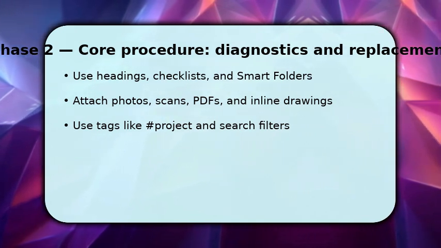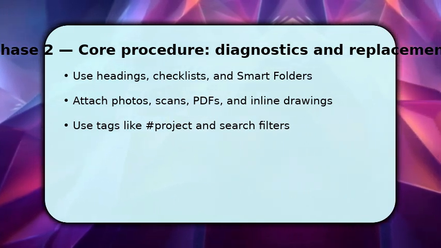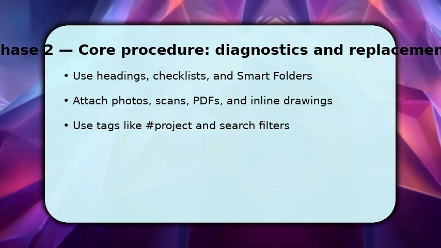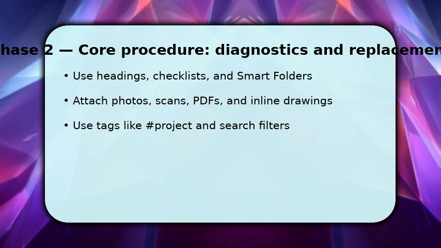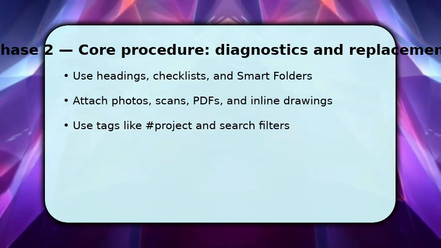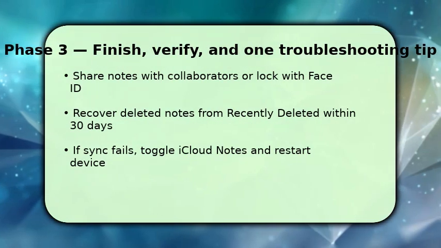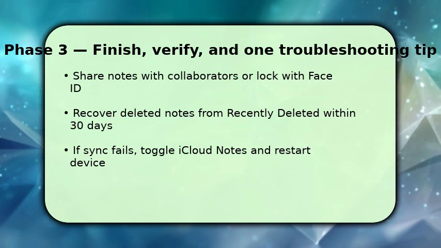Make tags like hash meeting or hash recipes and apply multiple tags for cross-referencing. Then use the filter and sort options to narrow results quickly when you need something specific. Finally, you finish by sharing or securing the note depending on needs.